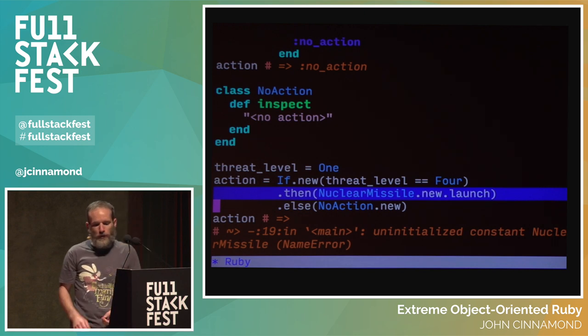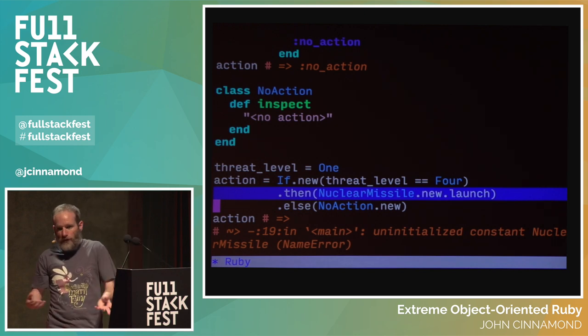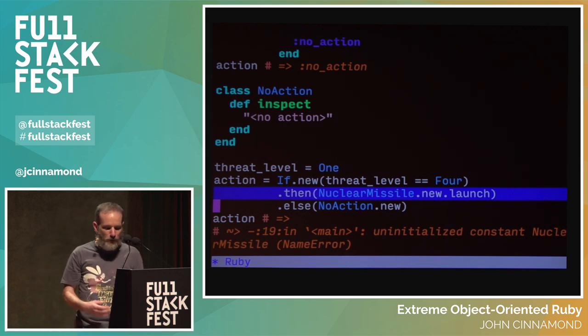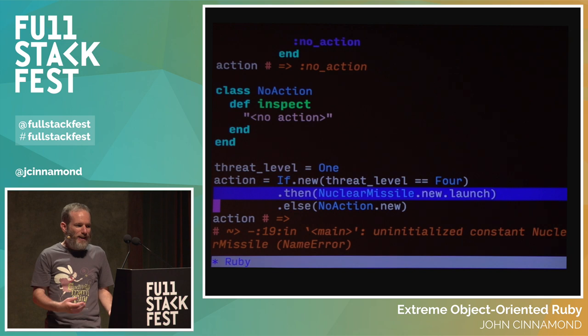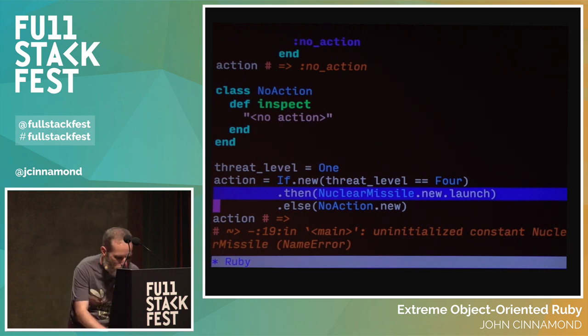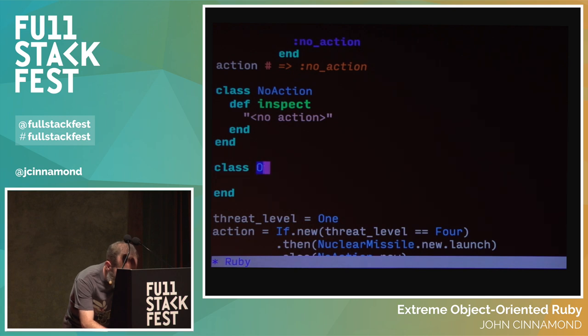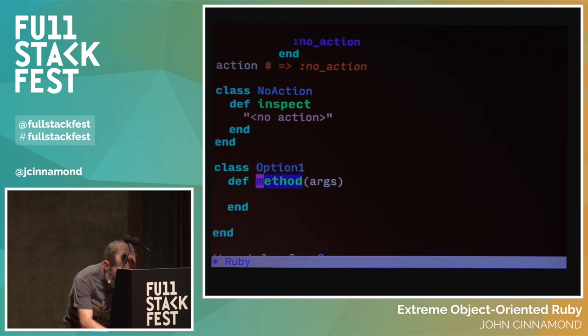Now, normally you'd solve this in Ruby by using a block. You'd use a block to delay the execution, but I can't do that. I don't have blocks. So how do we delay execution here? Well, actually, the answers are always really easy. There's not much I can do. What I'm going to do is create a new class. And I'm going to call this class option 1. I'm going to give it a single method called result. Okay, and inside here, that's where I'm going to put my nuclear missile.new.launch code.